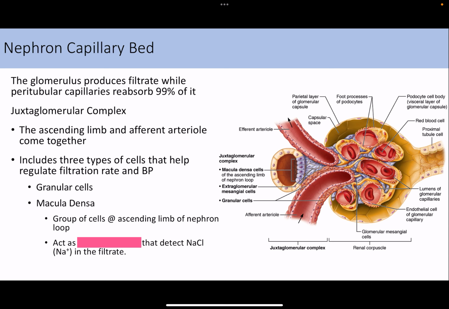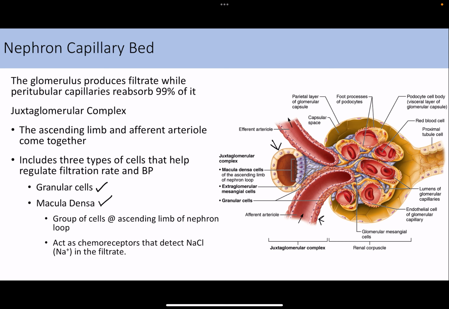All right, so we just talked about granular cells, which are at the afferent arteriole over here. And then we have these macula densa cells. Macula densa cells are a group of cells at the ascending limb of the nephron loop, so these guys over here. And what they're going to do is detect levels of sodium. So if they're detecting levels of sodium, what kind of receptor are they going to be? Chemical, or chemoreceptor. So they're going to act as chemoreceptors that detect sodium in the filtrate. And then we'll talk about how that's regulated in a second.